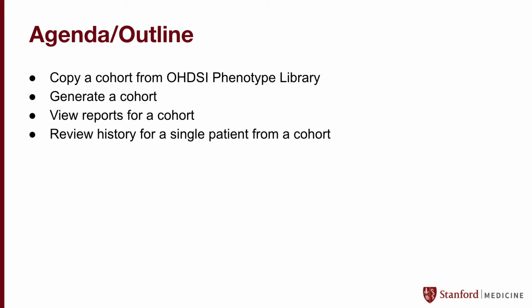We'll start with defining a cohort, or finding a cohort that you want to start with, making a copy of it, and talking a little bit about the Odyssey standard phenotype library. We'll talk about generating that cohort on the database, and then creating reports for that cohort we can look at, and then finally finish with reviewing the history for a single patient from that cohort.